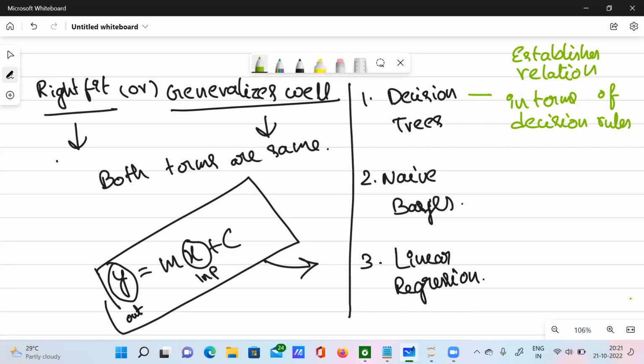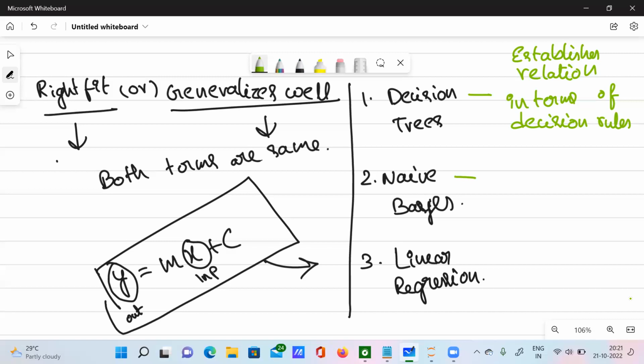But now I don't want to explain what is meant by decision trees right now. Why? Because it would be a separate kind of topic. I'll explain when it comes. Okay, so just look at here. The decision trees will establish some kind of relation between the input and output variables in terms of decision rules.